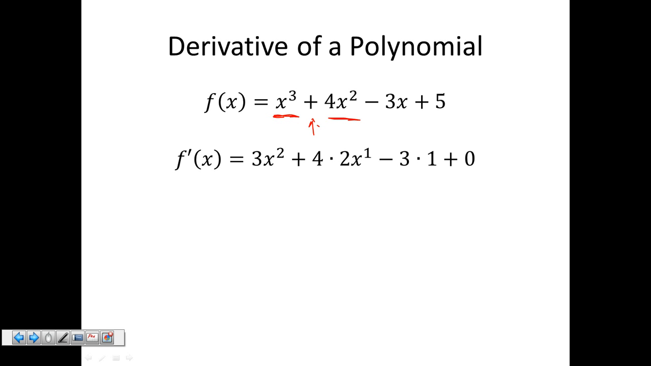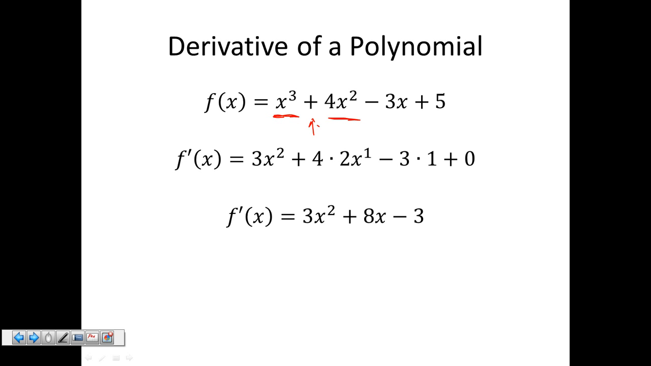My constant multiple rule works with the 3 times x. I take the 3 and I just let it sit there, multiply by the derivative of x, which we saw was 1, and then I've got a constant at the end, so I add the derivative of the constant, which is 0. So when I'm all done with this, I go ahead and multiply the 4 and the 2 together. The 3 times the 1 becomes a 3, and I just throw away that plus 0. So the derivative is equal to 3x squared plus 8x minus 3.